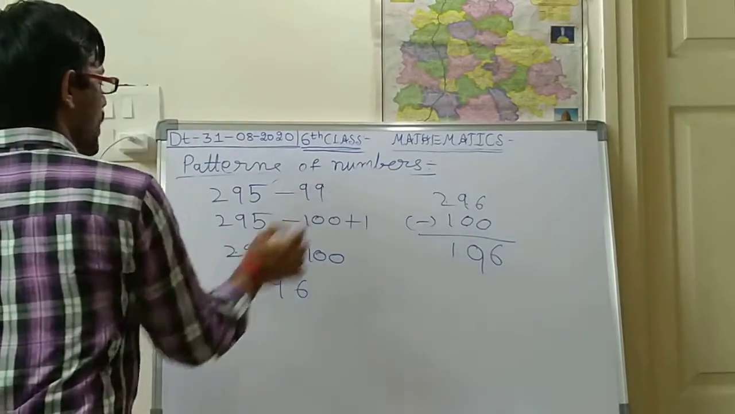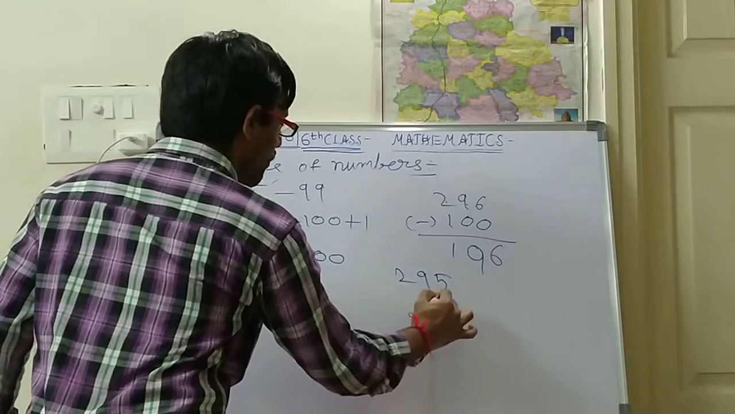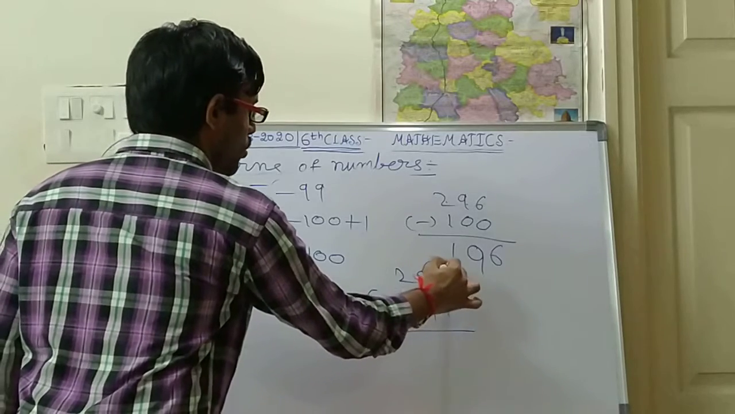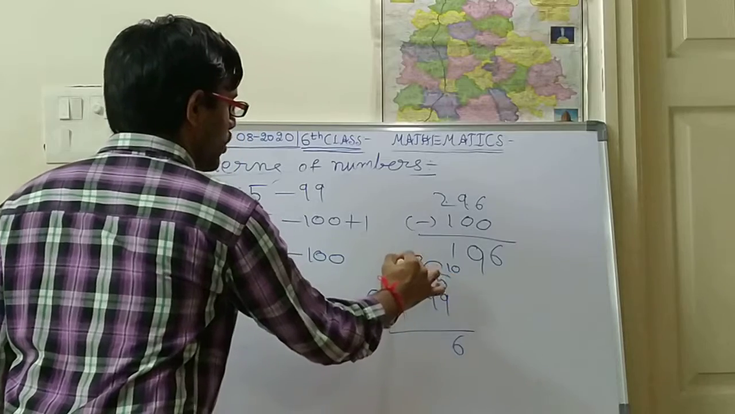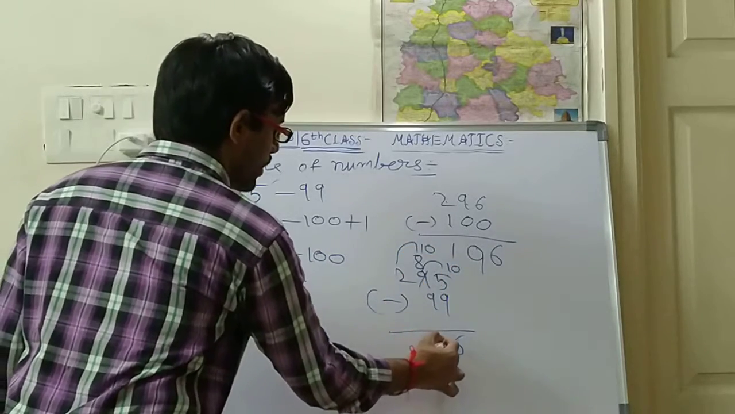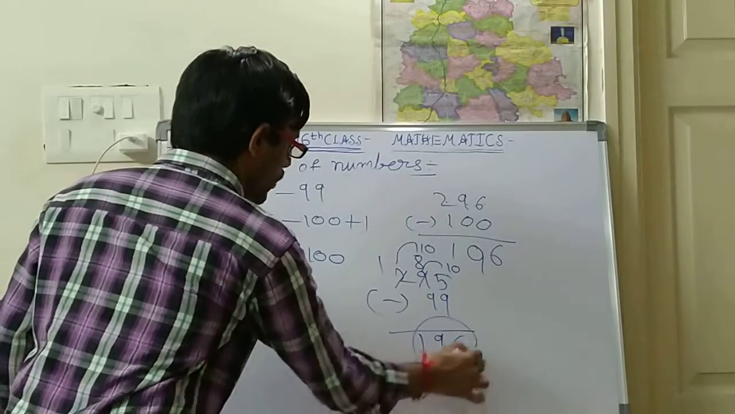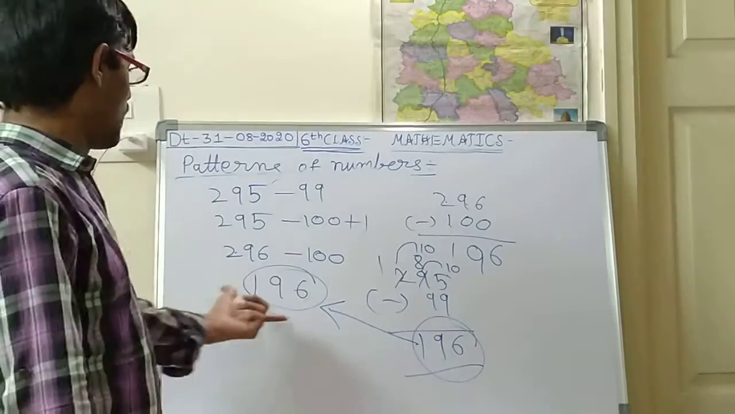If you do the subtraction also, you will get the same result. 295 minus 99: from 5, borrow 10, 15 minus 9 is 6. Here 8, so borrow 10, 18 minus 9 is 9. Here 1. 196 is equal to 196. So this is the result.